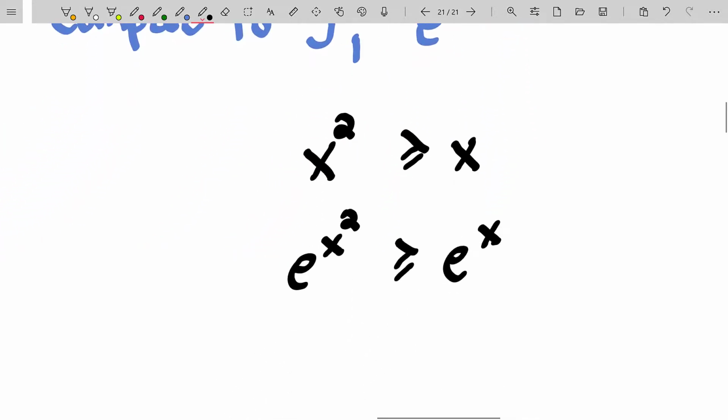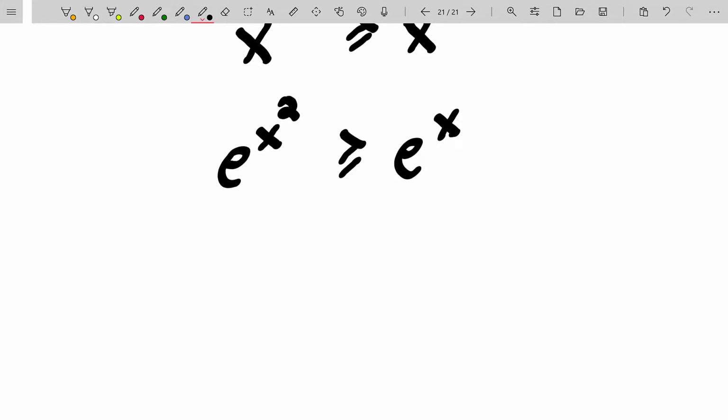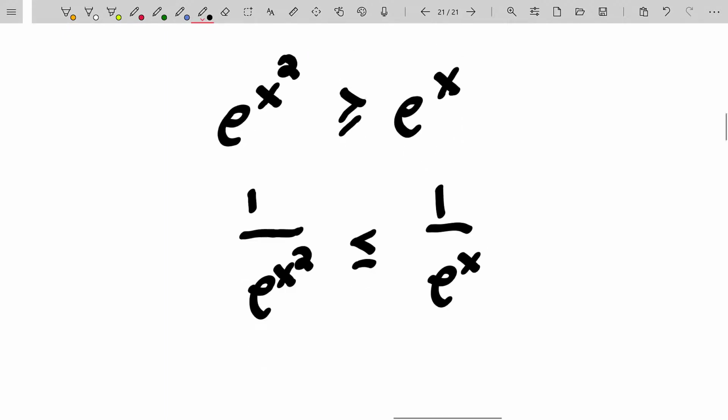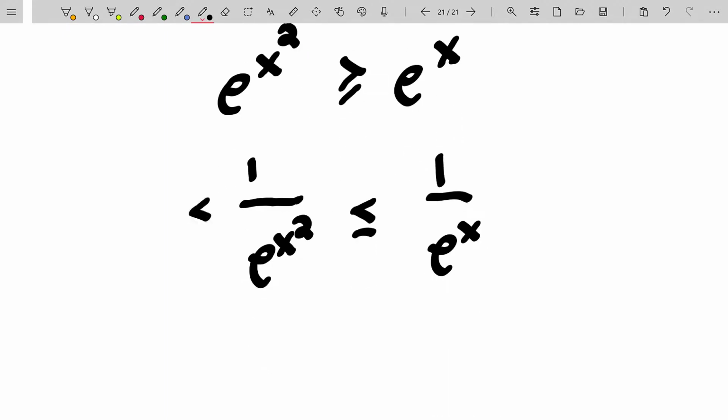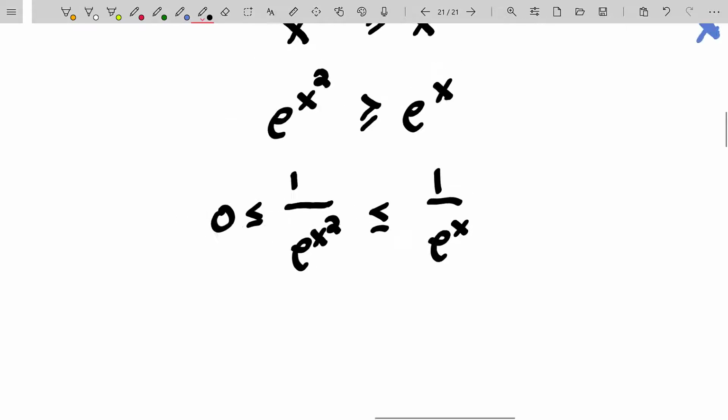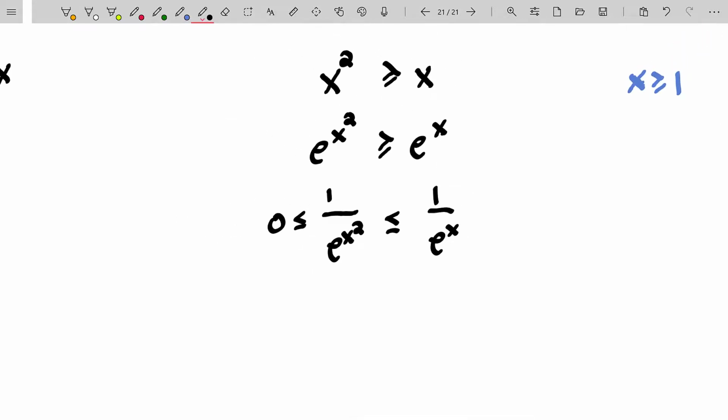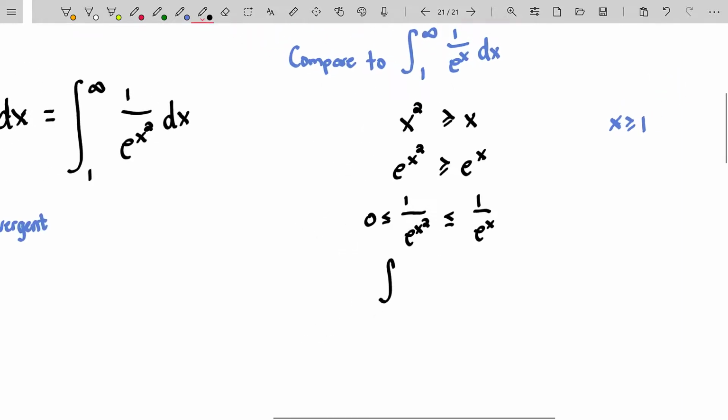Well, we have e to the x squared and e to the x right here. Let's take the reciprocal of both sides. There's the inequality we wanted. And by the way, this fraction is always greater than or equal to 0, which is important for the comparison theorem. And now we know from our previous problem, the integral, we're starting at 1, so that's good.